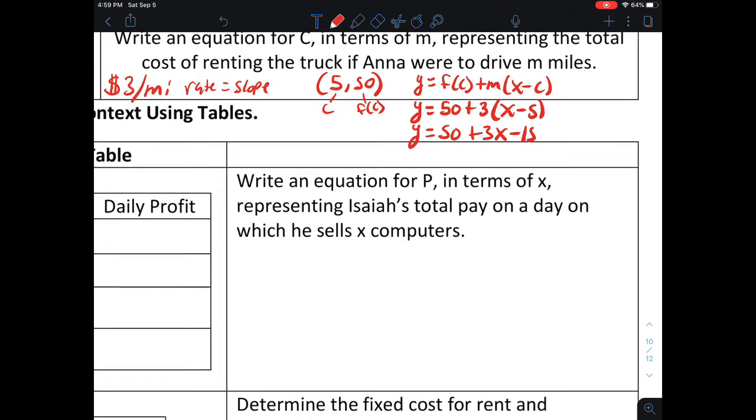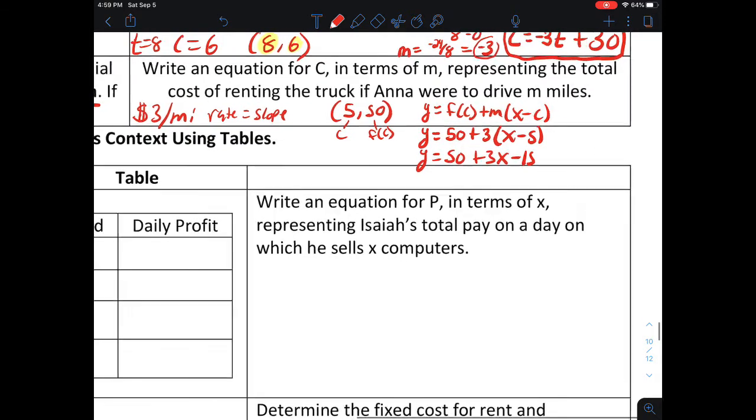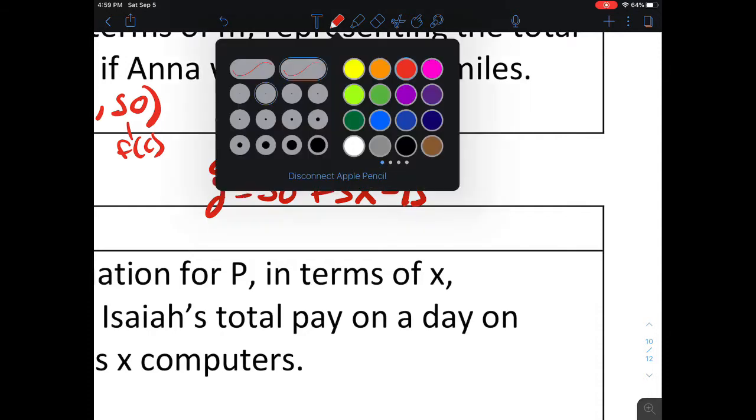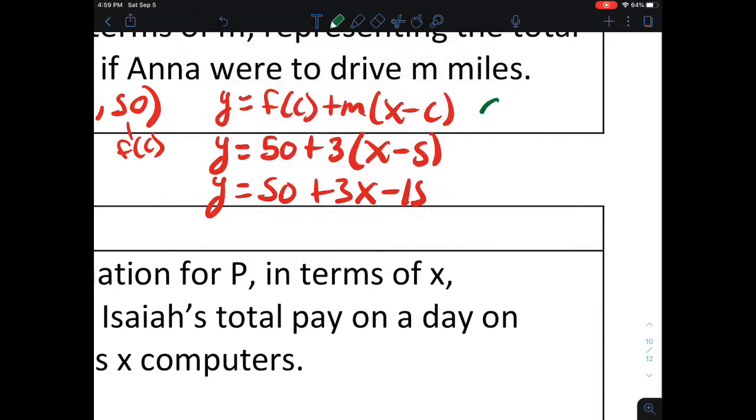So they want us to have c and m. So we would say the cost to rent the truck is going to equal, instead of 3x, we'd have 3m, so $3 per mile. And then 50 minus 15 makes plus 35. And so there's our equation right there.